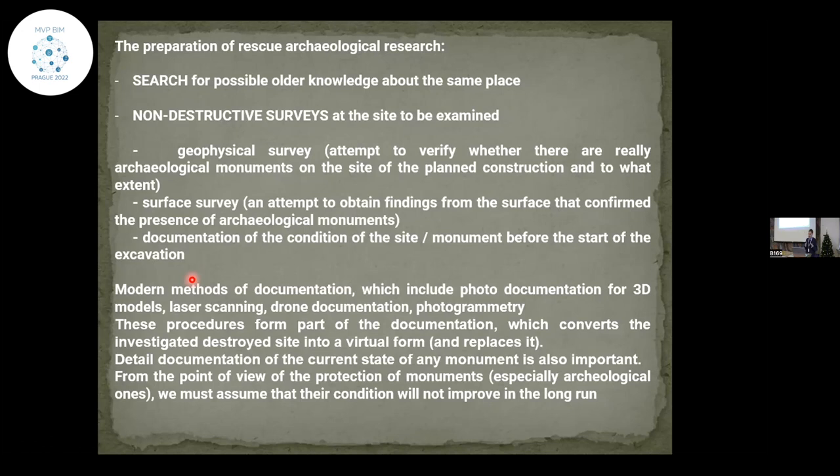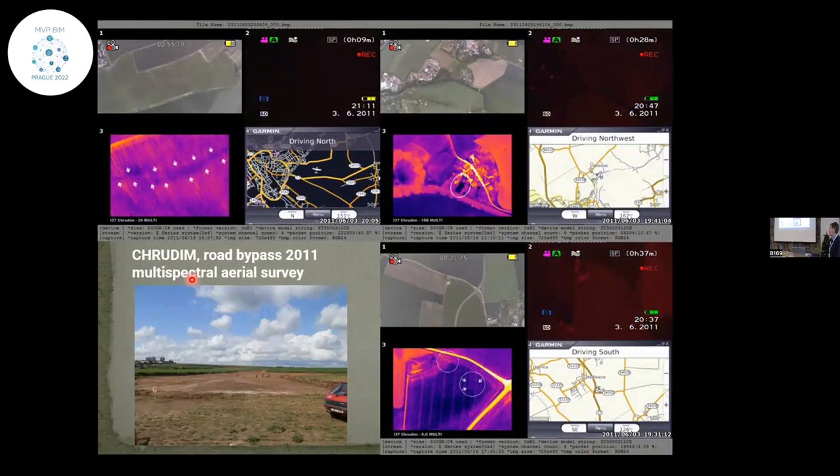It's a theoretical introduction, and now several case studies, mainly from my activities in archaeology. It is Chrudim in Eastern Bohemia, road bypass 2011, where the investor paid for a very wide range of non-destructive and destructive surveys. I think it was one of the first uses of multispectral aerial survey, with a result which is giving us good data, but needs big interpretation in the first step.